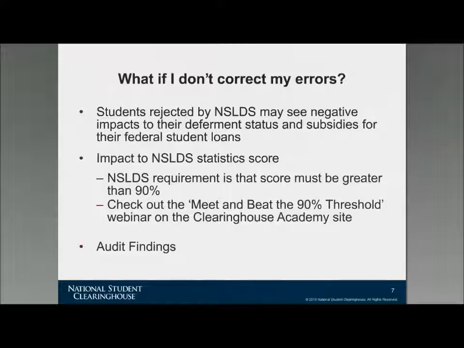Not correcting SSCR errors can also result in a negative impact to your school's NSLDS statistics score. The NSLDS requirement is that the percent of students with certified program enrollment must be at least 90%. For more information on the NSLDS statistics score and how the SSCR errors impact it, please check out the Meet and Beat the 90% Threshold webinar that is on our Clearinghouse Academy site. A link to that webinar is in the web links pod on your screen. And lastly, failure to correct SSCR errors can result in audit findings.